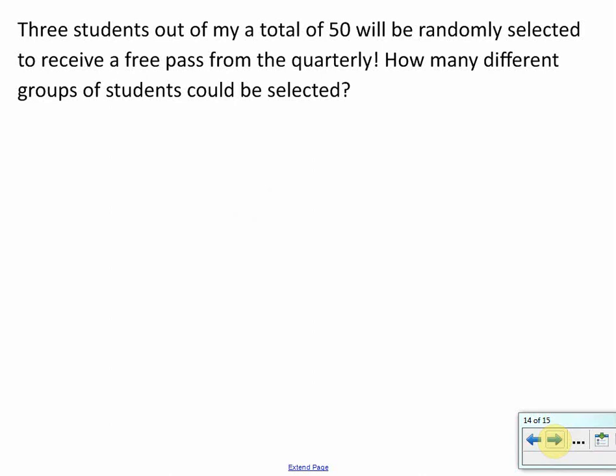Three students out of my total of 50 will be randomly selected to receive a free pass from the quarterly. How many different groups of students could be selected? So if we think about this, if I just took all 50 of my students' names and put them in a hat, it wouldn't matter if your name was called first or second or third, as long as I called your name to get that free pass from the quarterly. So this tells me that it's a combination, also the word groups, because the order that I call the names in doesn't matter. You don't get an extra pass if I call your name first. Just the first 3 people called get a free pass.